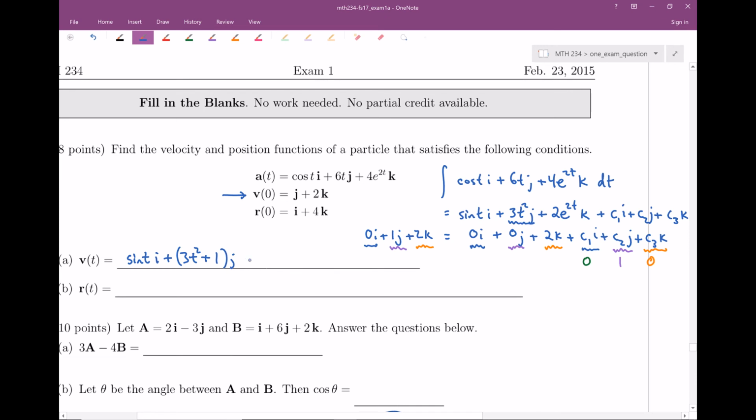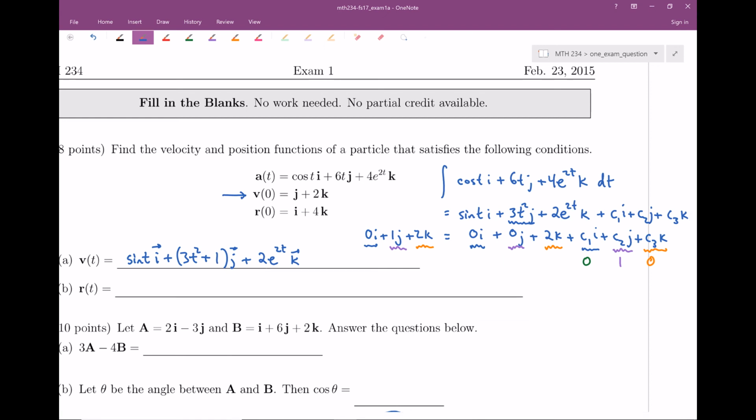And then finally, for the k's, it looks like I have 2e to the 2t, and let's see, plus 0 k's. So something like this. And if you're worried about not being able to see that these are vectors, the i, j, and k vectors, we can go ahead and put the little arrows over them to really say, these are my vectors.